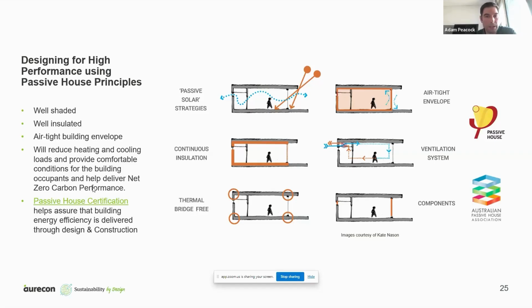But in general, what we're trying to achieve with the facades is for them to be well shaded to block that solar radiation and the heating inside, well insulated, airtight building envelope, and that will reduce the amount of heating and cooling and the energy used to keep those areas at a nice condition. There is passive house certification that provides basically a framework to achieve this more efficiently, and we've got some case studies on some of our projects in Australia where we've achieved this as well.